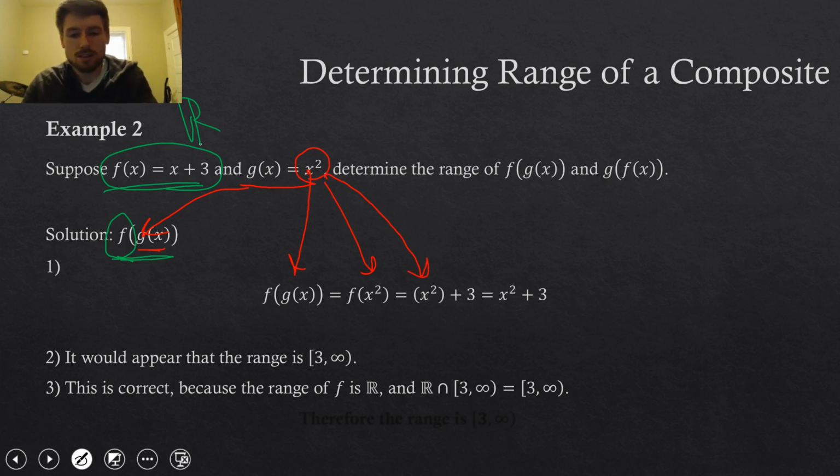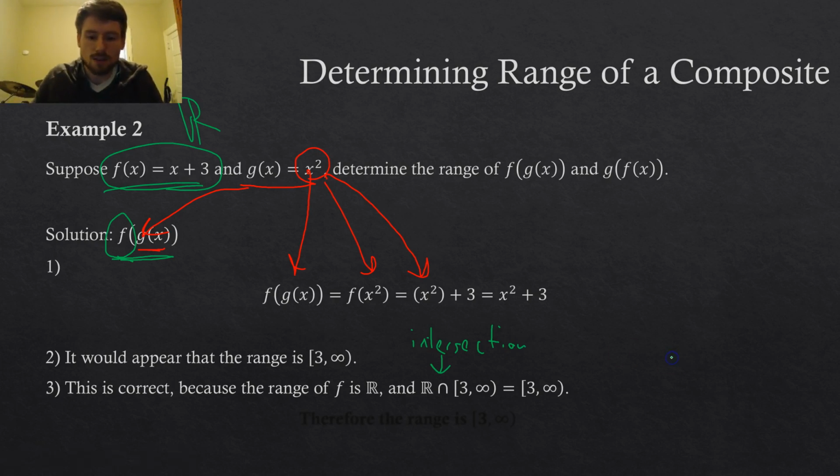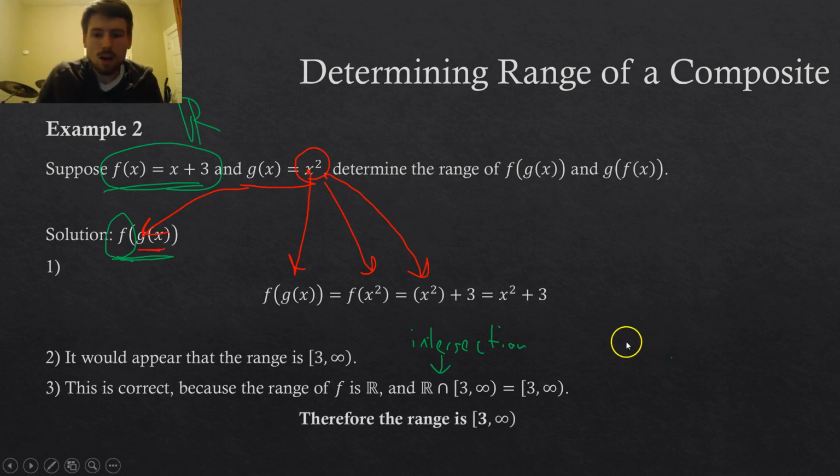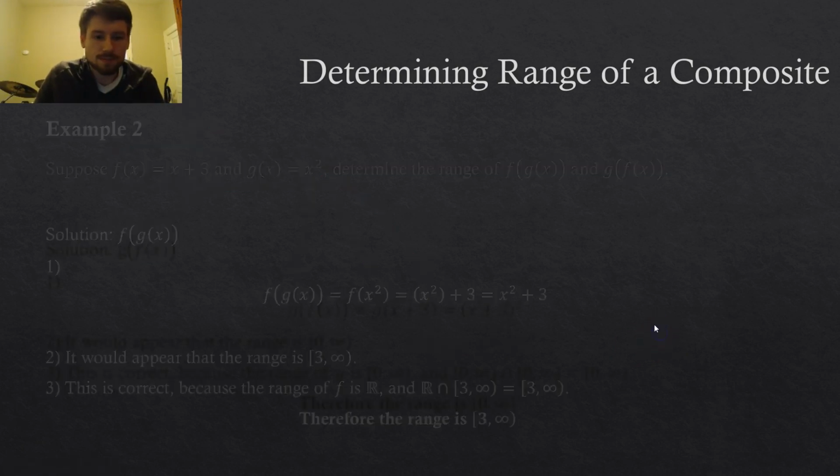And this is a shorthand for intersection right here. This is intersection, the upside down U. Instead of saying what's in this set or that set, it's what's in both. And so the stuff that's all real numbers and 3 to infinity is just the stuff 3 to infinity. So that's our range. Okay, let's look at the other composition.